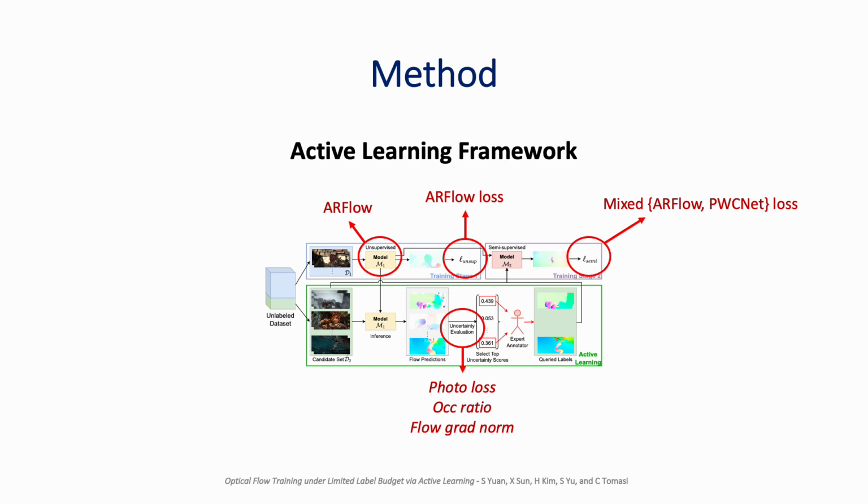For uncertainty scores, we test three different definitions. Photometric loss indicates poor photometric matching. Occlusion ratio indicates more occlusion problems and poor forward-backward flow consistency. Flow gradient norm indicates non-smooth flow and motion boundaries. All these three are indicators of poor flow estimation by heuristics, and we test each of them separately.